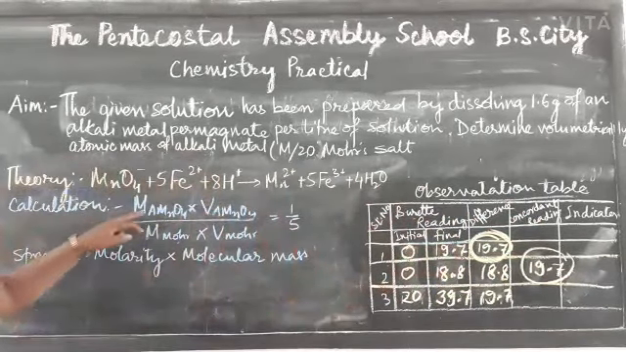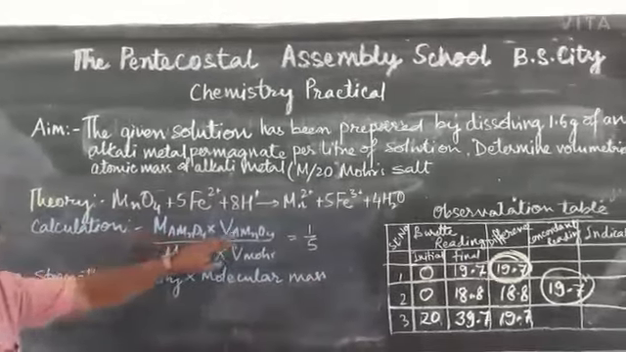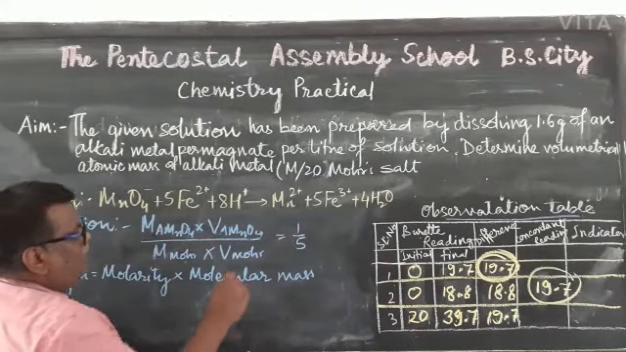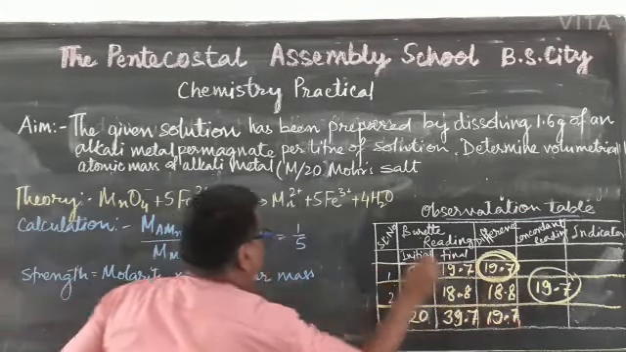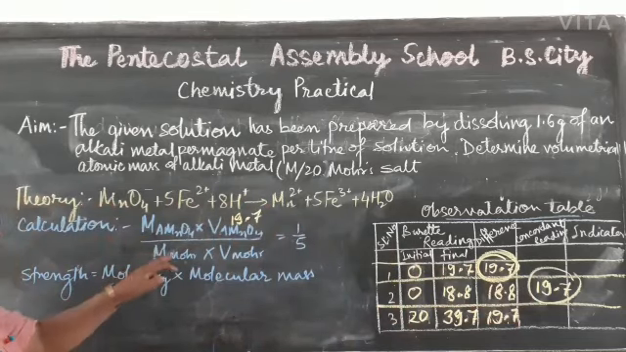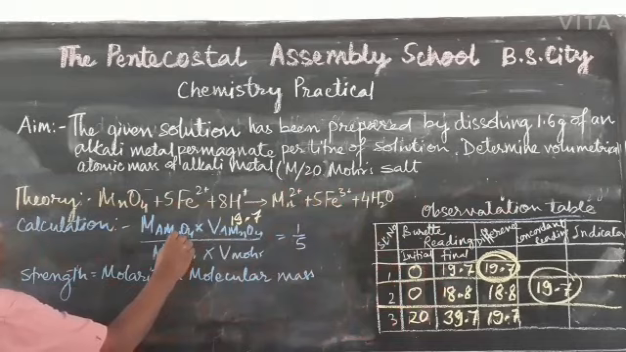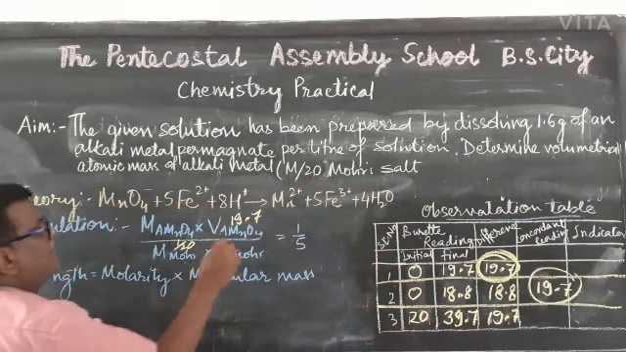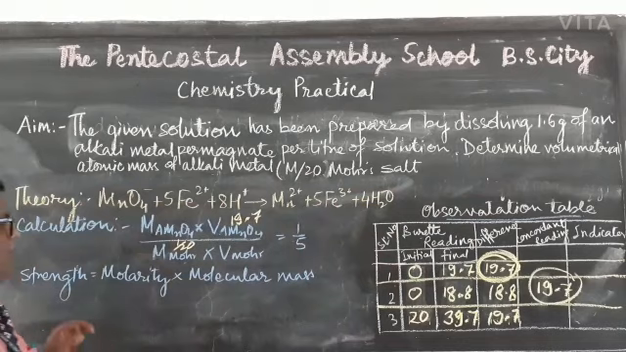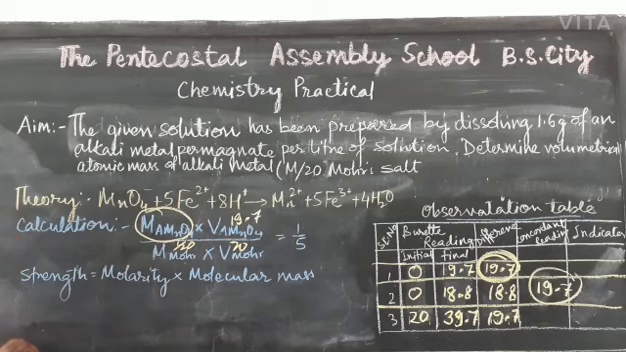Please remember about the concordant reading. After that, MAMnO4 we have to find. VAMnO4 is the volume of AMnO4, that is the concordant reading 19.7. Then M Mohr is already given, M by 20, so 1 by 20. And V Mohr, what you have taken by using the pipette, is 20. So calculate MAMnO4 by using this formula.